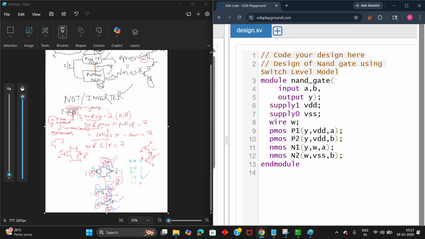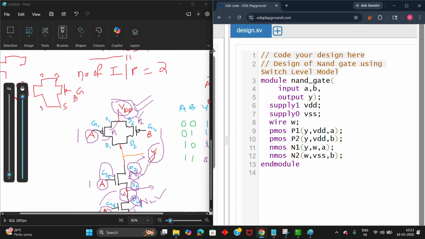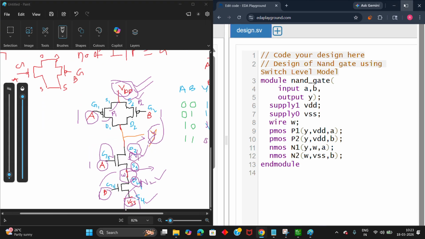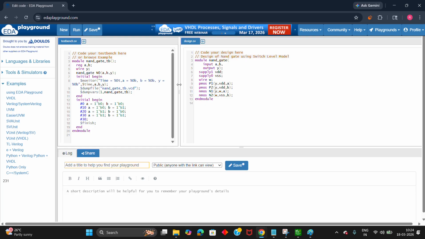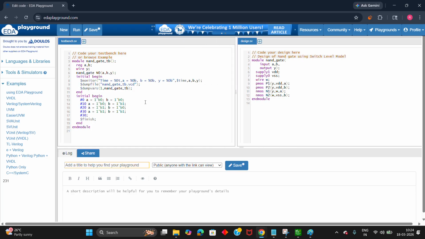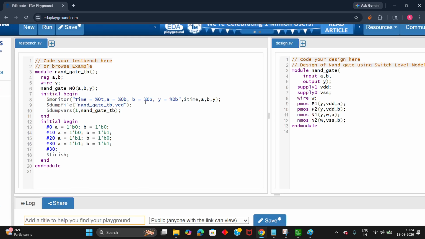So our switch level model code is ready. You shouldn't need to change the TB single line. You shouldn't change the TB at all.